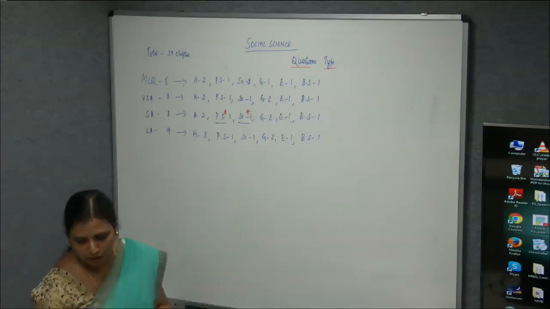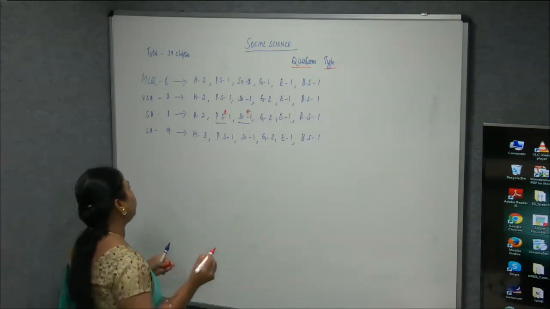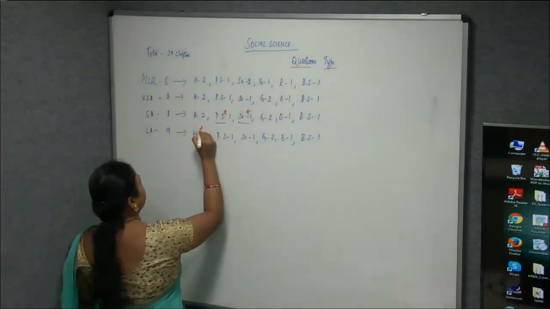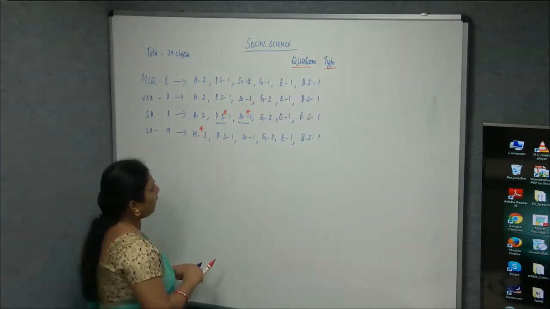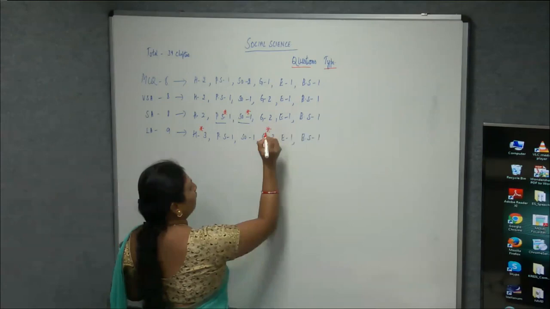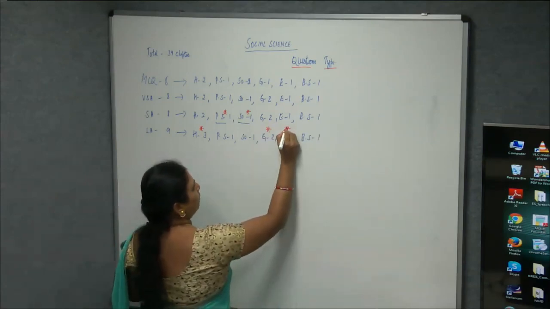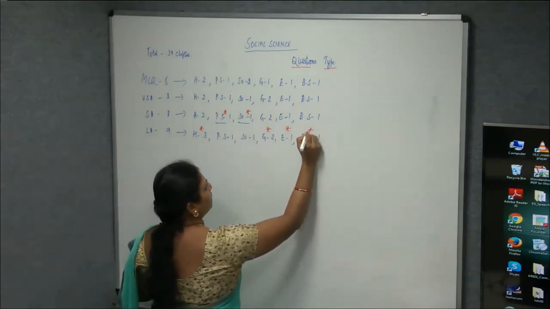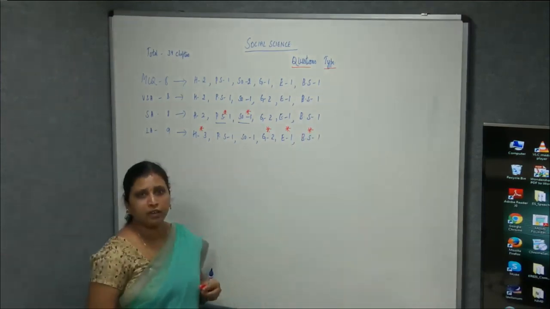So which ones will have internal choice? It is from history. So from history you'll be having internal choice, and from geography you'll be having internal choice, and economics will be having internal choice, and business studies will be having internal choice.